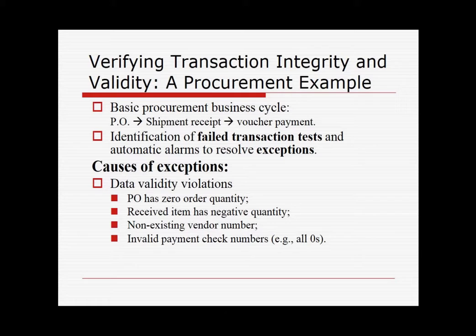And so we have based on the events. Verifying transaction fact and validity, a procurement example. Basic procurement business cycle: purchase order, shipment received, voucher payment. Identification of failed transaction test, automatic alarm to resolve exception. Causes of the exception: purchase order has 0 order quantity.